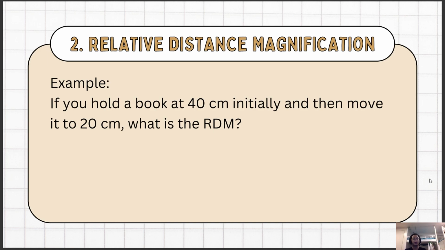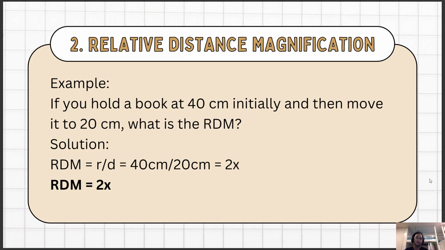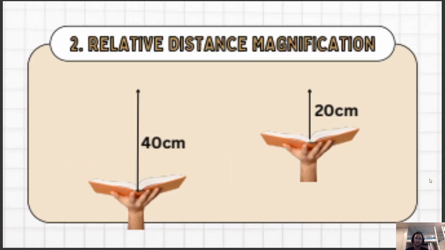So for example, if you hold a book at 40 centimeters initially and then move it to 20 centimeters, what is the RDM? So for the solution, we only have to divide the original over the new. So since our original is 40 centimeters, we divide it with the new, which is the 20. So 40 over 20 is equal to 2 times. So our RDM is 2 times.